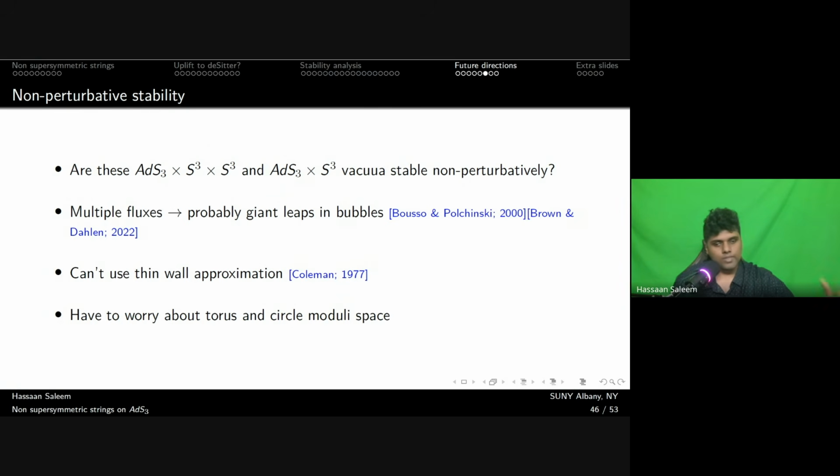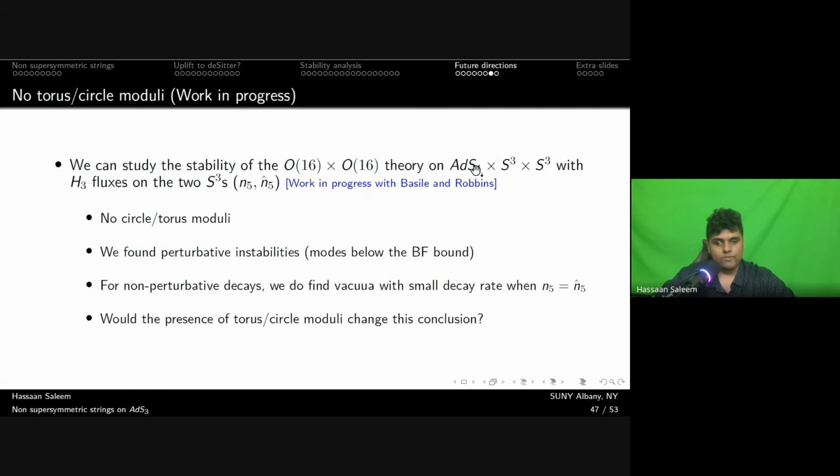So what we can do is study a background that has no torus moduli. So what kind of background would that be? One kind of background is AdS4 cross S3 cross S3. And you can see that there are no torus moduli here. This is just a 10-dimensional background with two fluxes, one flux being on one sphere. There is no flux on AdS4. And this is work in progress with Basile and Robbins, and the paper is almost complete.